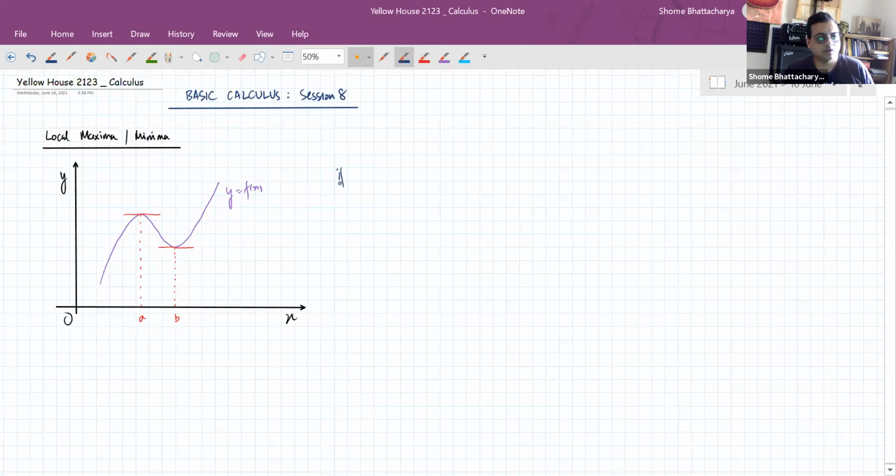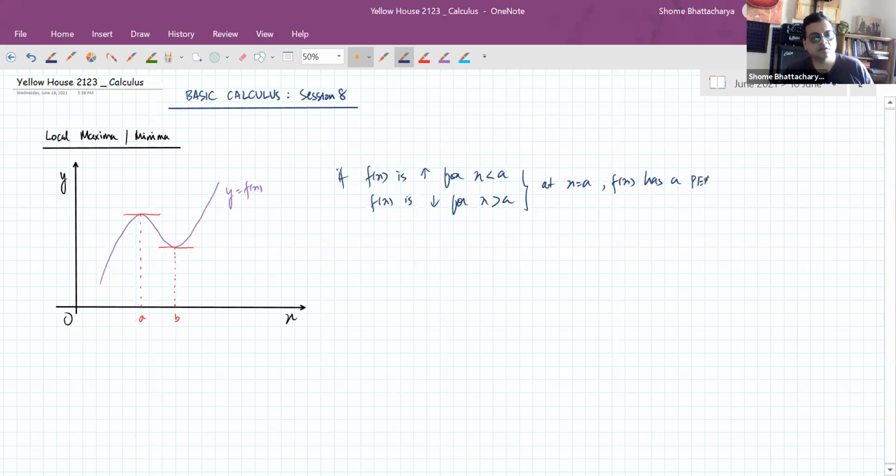So if the function is increasing for x less than a, and the function is decreasing for x greater than a, but at x equal to a, the function has a sort of a peak value, then we say that that is the point of local maxima. What we can also see in terms of slope is that the derivative of the function, or the slope of the tangent, would be positive for a point less than a, negative at a point x greater than a, but the slope of the tangent becomes exactly 0 at x equal to a.